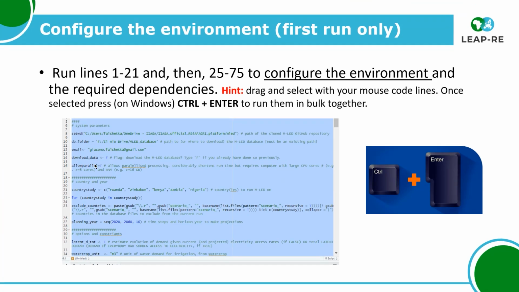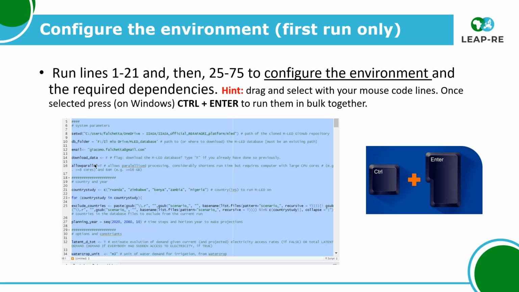Then, after we update this path, we will need to configure the environment, which will take some time, but will only happen this first time that we are configuring the environment in R. Once this is completed, the next time we run the model, all the steps will already be completed, so it will be much quicker, and we will just focus on running the model. So this is our first-run-only configuration.